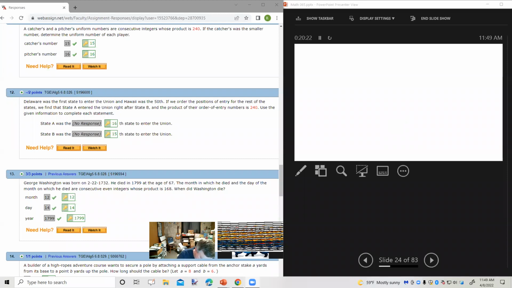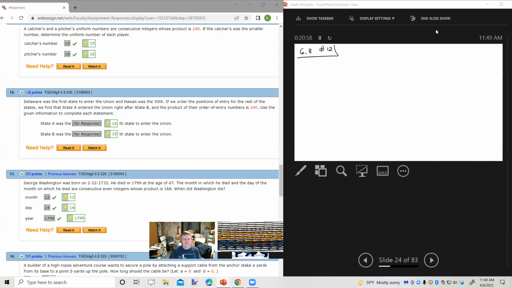All right. So now, this is 6.8, number 12. Delaware was the first state to enter the Union, and Hawaii was the 50th. If we order the positions of entry for the rest of the states, we find that state A entered the Union right after state B. And the product of their order of entry numbers is 240. Use the given information to complete each statement.